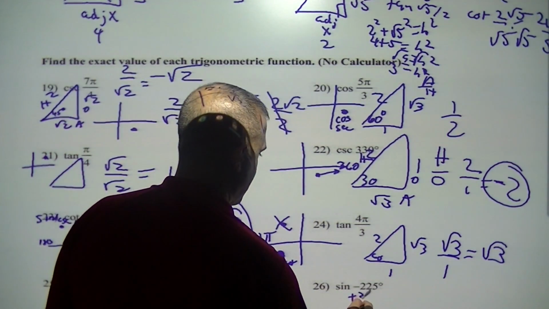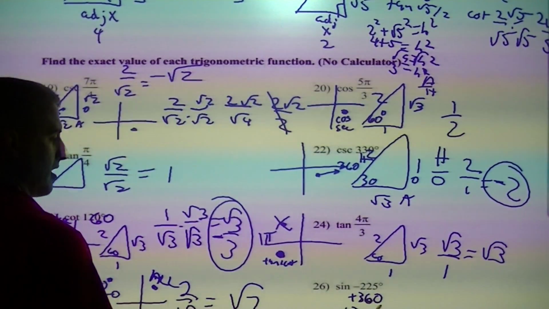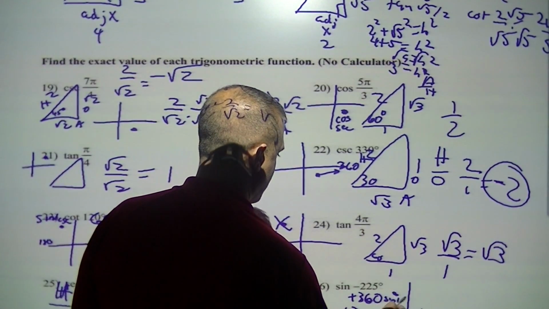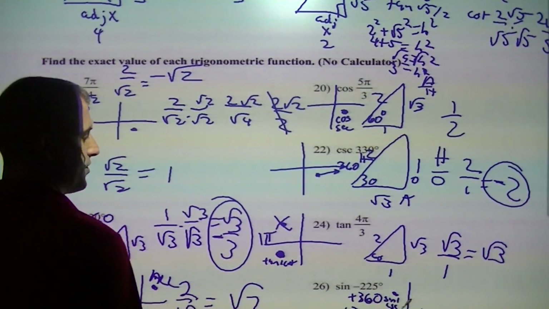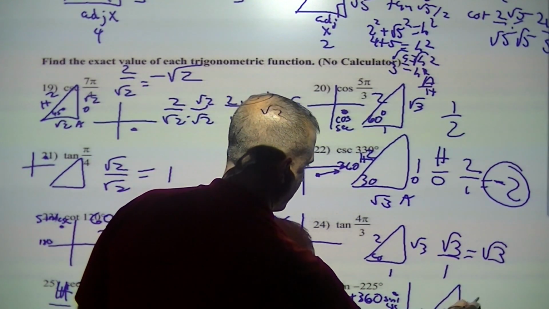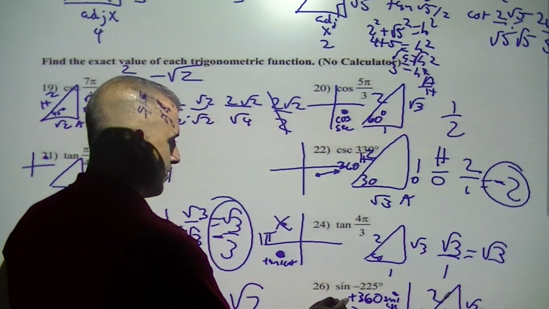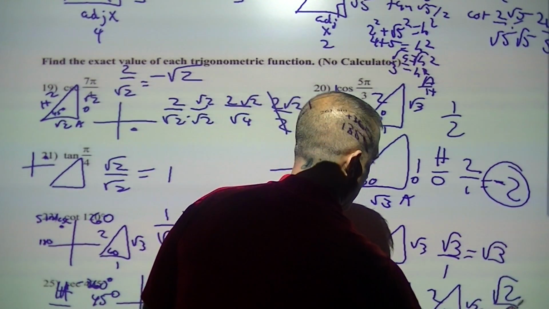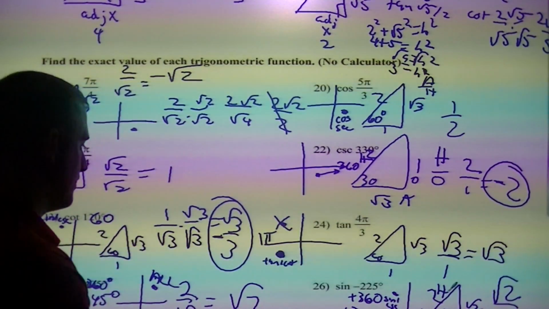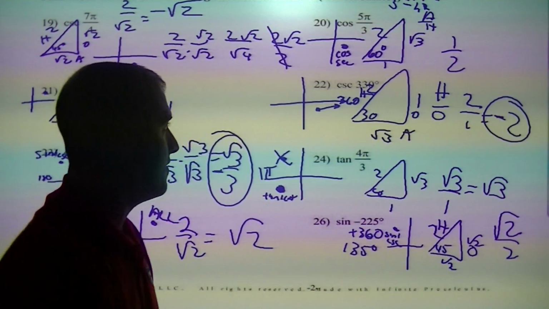This one I have to add 360, which would bring me to 135 degrees, which puts me into this quadrant. Once again, the only things positive there are sine and cosecant, so that result's going to end up being positive. The 135 will trace back to the 45 degrees, so I'm doing sine, which is opposite over hypotenuse, square root of 2 over 2. Okay, I think that's it for that page.